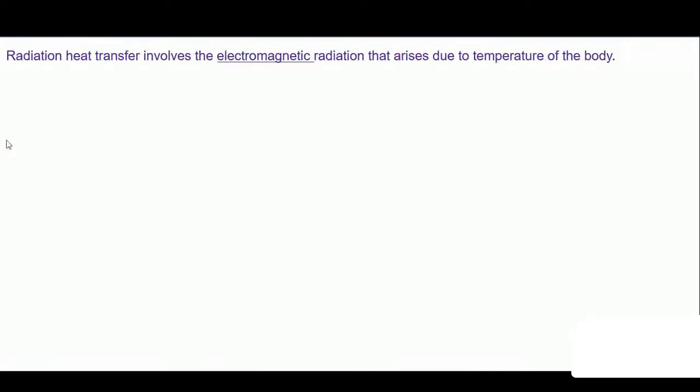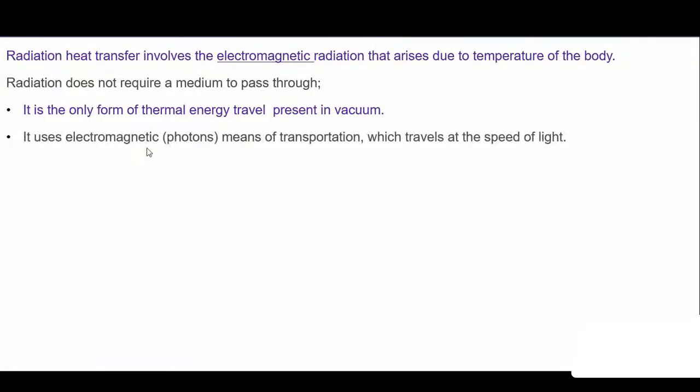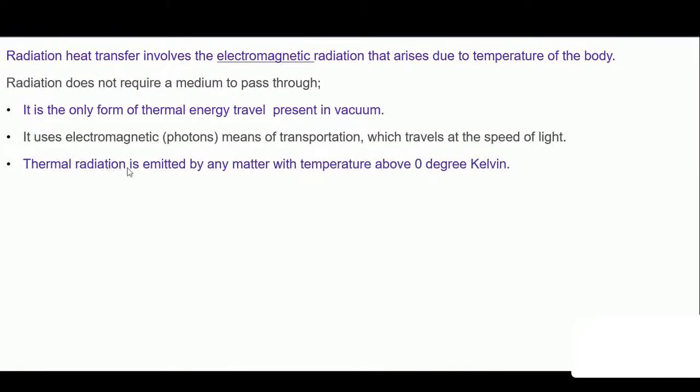So thermal radiations are in the form of electromagnetic radiations, and they arise because of the temperature of the body. Radiation does not require any medium to pass through, and that's why it is the fastest mode of heat transfer, because the radiations are traveling with the speed of light. It is the only form of thermal energy where the energy can travel through a vacuum. It uses electromagnetic photons as a means of transportation, which travel at the speed of light. Thermal radiation is emitted by any matter with a temperature above 0 Kelvin.